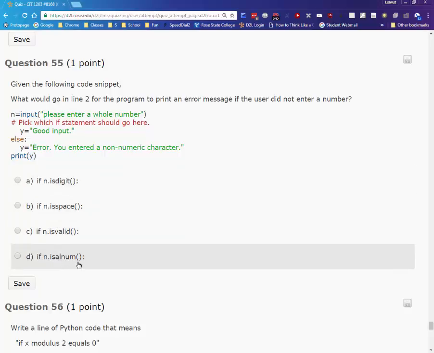Is alnum is not correct because we don't want to let them type letters. Is valid is not correct because how would the computer know what is valid or not? We want is digit. That would indicate that the entire string was composed only of digits. It's too bad that it doesn't also allow periods, like if they entered a floating point number, but for integers this works great.